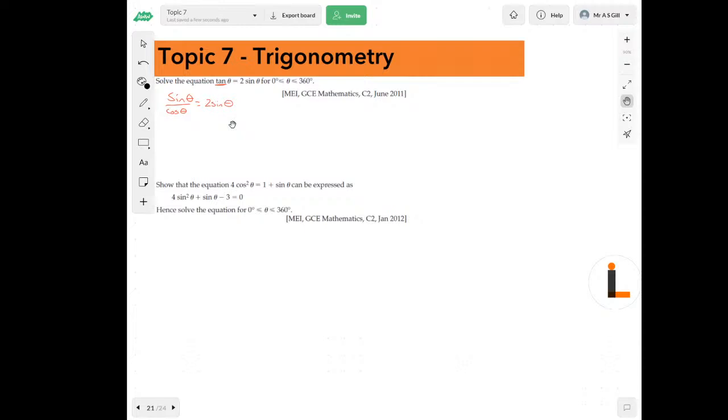Instead, what we want to do is exactly the same thing we did last time we had the quadratic that we were dealing with, which is to get this into a format where we can factorize it. So first, let's take everything over to one side, and then let's factor out sine theta.